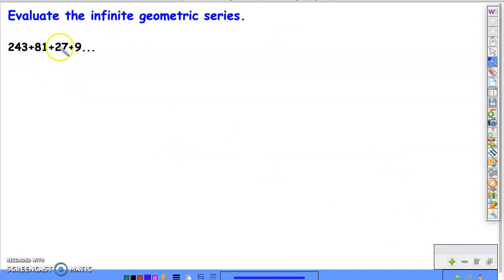As you can see, we're getting smaller. You might say divided by 3. Well, technically, we have a rate of 1/3, because multiplying by 1/3 is the same as dividing by 3. Again, divide backwards. 9 divided by 27 simplifies to 1/3. So we can calculate an infinite sum here.